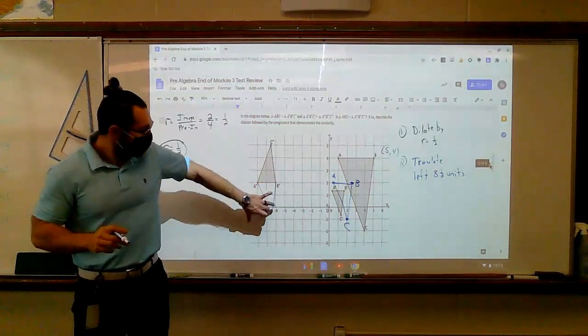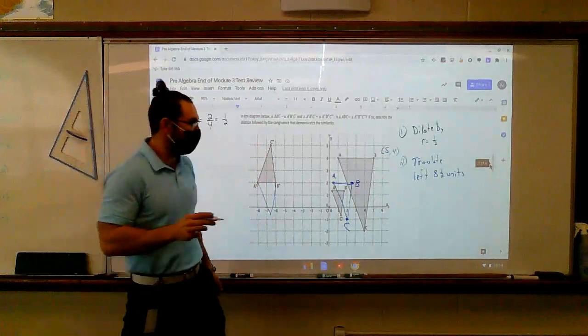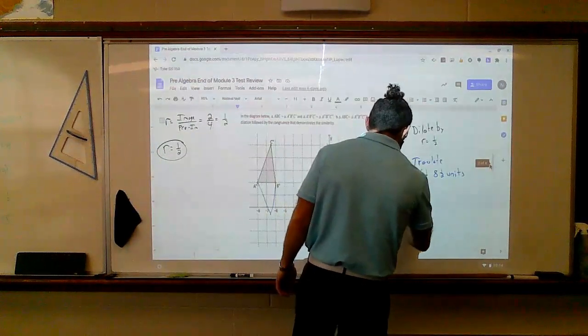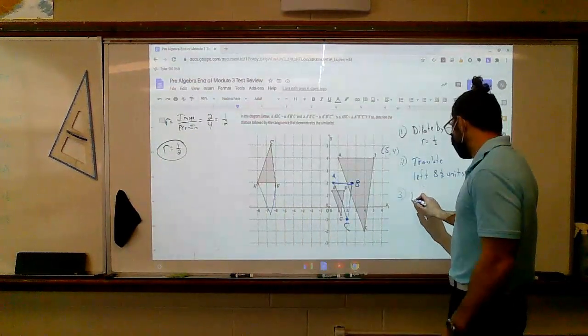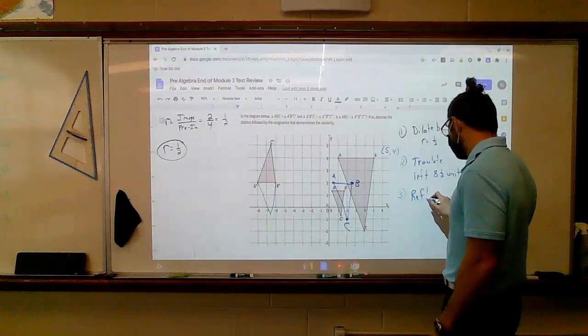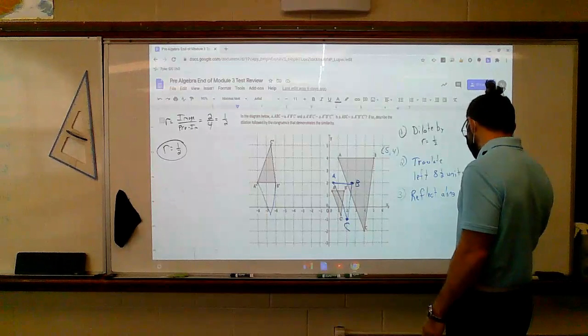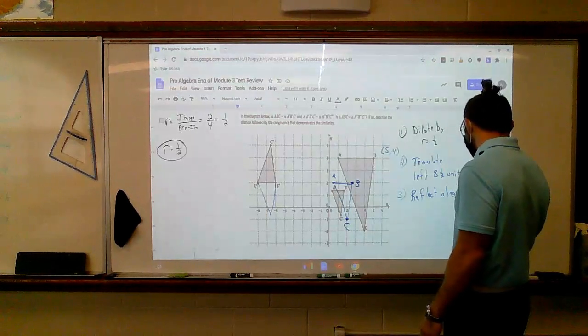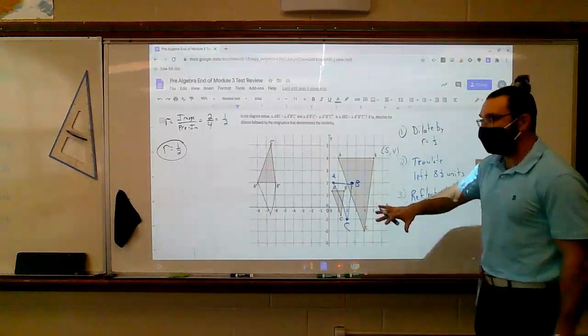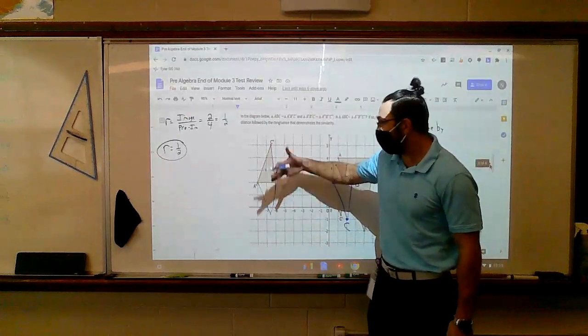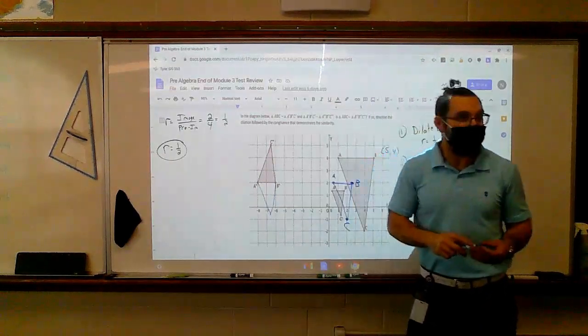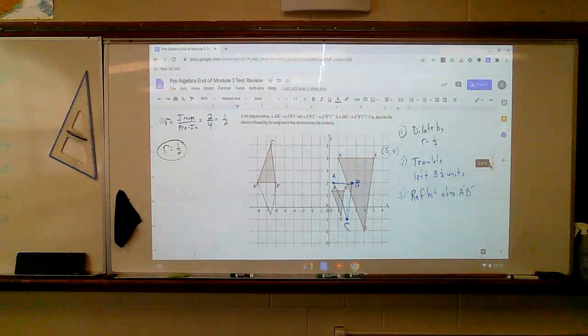No. So how can I flip it up? This is where we have a reflection. So now I'm going to say reflect along A double prime, B double prime. Because when I reflect along that one segment, it flips right up on top.